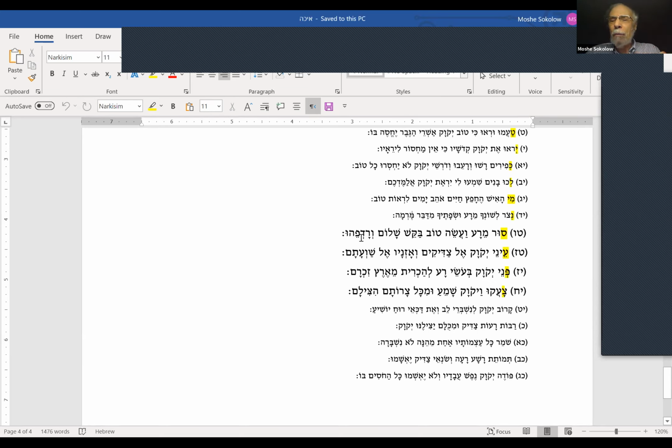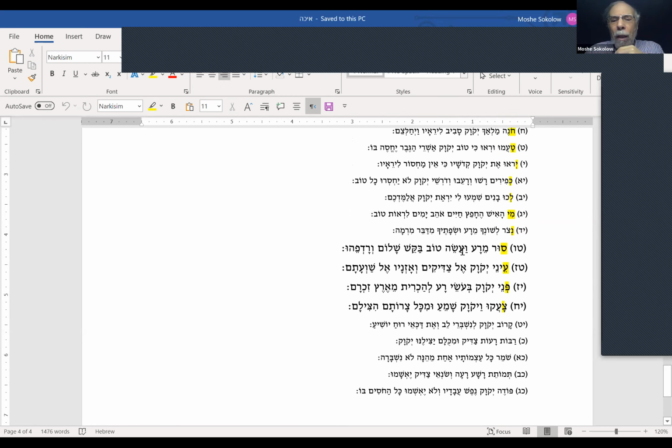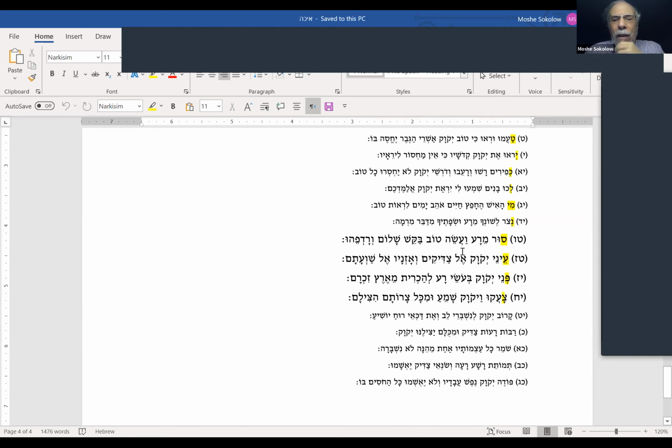Okay, so remember, the advice here is that there are two poles. There's the good and the bad. You should avoid the bad and seek the good. Okay, now it says as follows. Einei Hashem el tzadikim ve'oznav el shavatam.